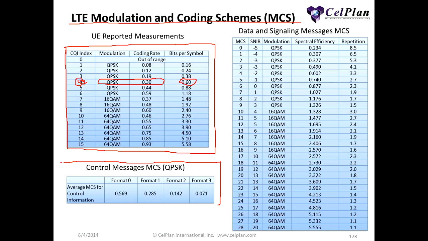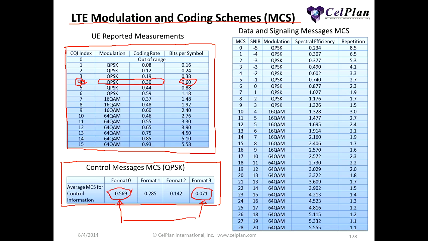Just to compare, for control messages, remember the eNodeB had 4 formats. This is what we call bits per symbol of those formats. So format 0 has a bit per symbol of half a bit. Format 3 has 0.07 bits per symbol.